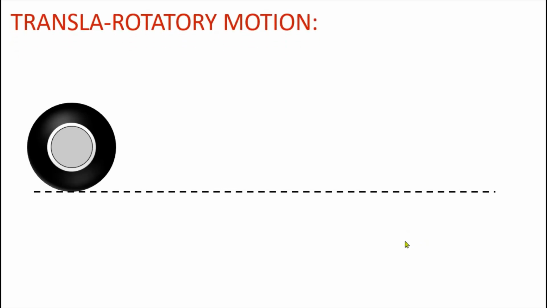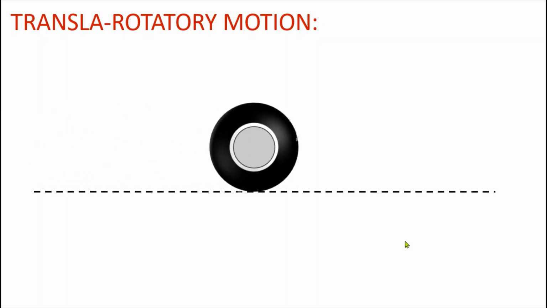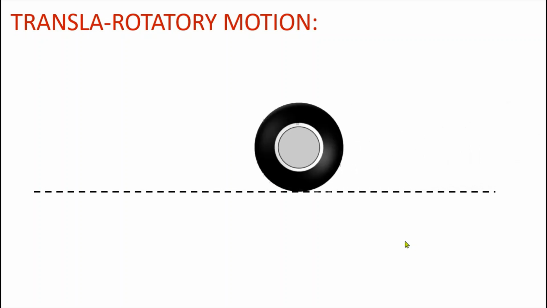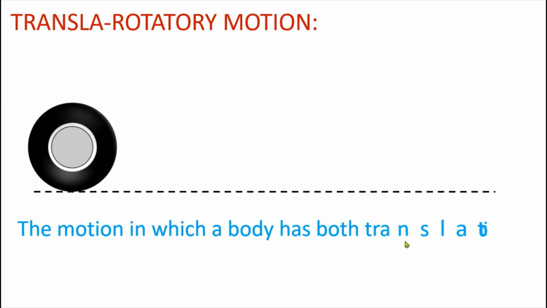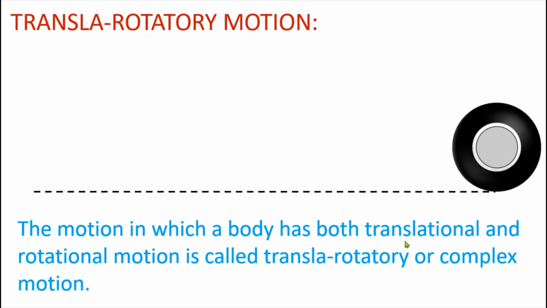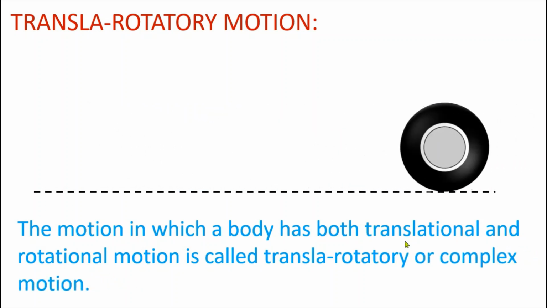Our next kind of motion is translate-rotatory motion. Here a wheel is rotating. This is rotational motion. Now the wheel is traveling a distance and it also has rotational motion. The motion in which a body has both translational and rotational motion is called translate-rotatory or complex motion.